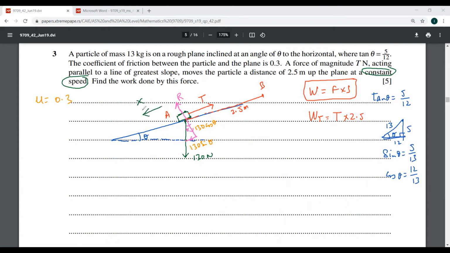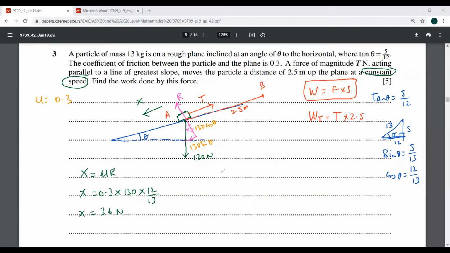Let me keep that as X over here. So let us calculate this X first of all. X is going to be equal to mu R. And your mu is 0.3 and your R is going to be 130 cos theta. 130 cos theta is 130 times 12 over 13. So I think that is 36 newtons. Yes. So you see that is how you get this in exact form, 36 newtons.